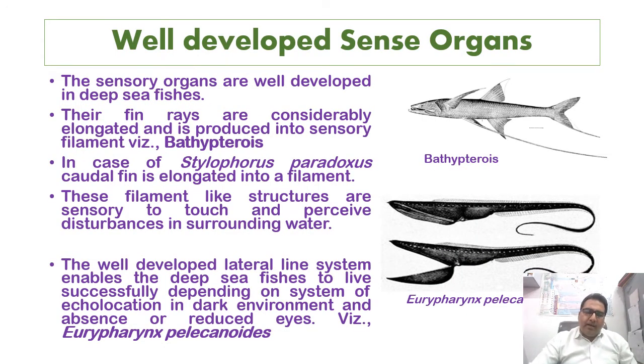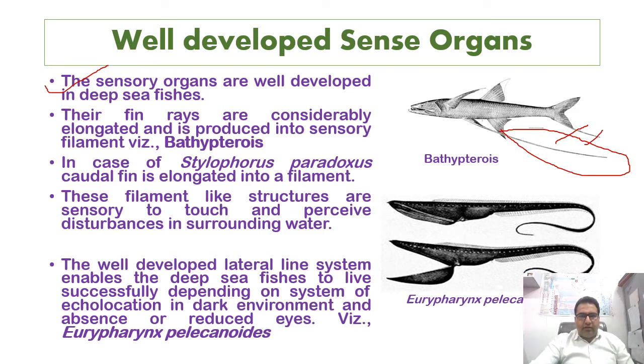Then one important factor which these organisms have adapted is well developed sense organs. So sensory organs are well developed in deep sea fishes. Their fins are considerably elongated in many. For example, in Bathypterois, the fins are very much elongated. They have sensory filaments because they are mostly in the deeper waters, and this helps them in touch reception, so as to detect prey or food in the deeper waters.